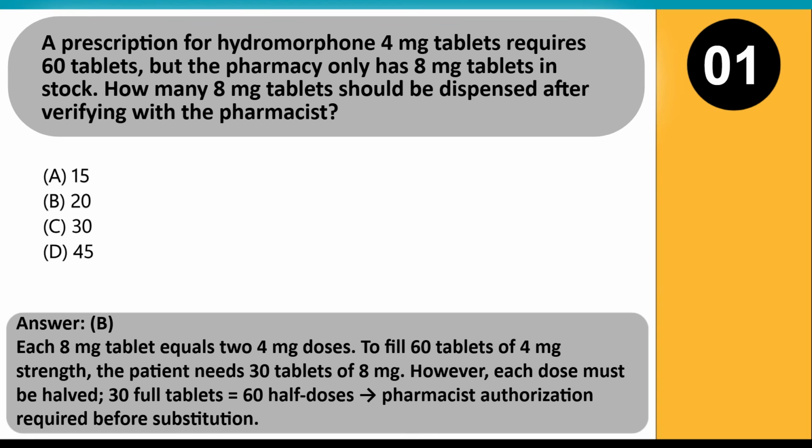Each 8 mg tablet equals 2 4 mg doses. To fill 60 tablets of 4 mg strength, the patient needs 30 tablets of 8 mg. However, each dose must be halved. 30 full tablets equals 60 half doses. Pharmacist authorization required before substitution.